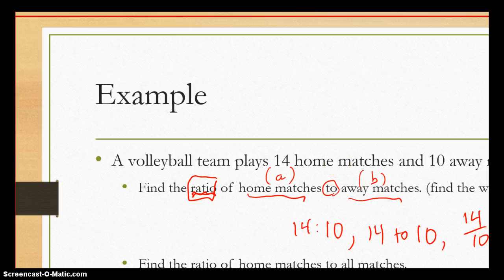So question B: find the ratio of home matches to all matches. That word "all" changes things up a little bit. But again, here's the word "to," a very important word. So all matches. Well, how many matches did they have in total? There are 14 home matches and 10 away matches, so we know there's a total of 24. But they want to know home to all.